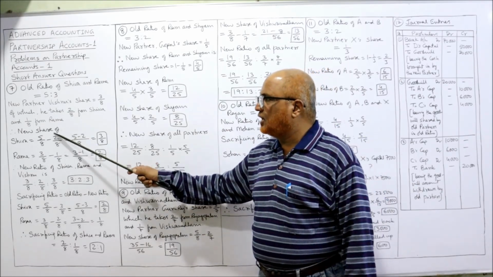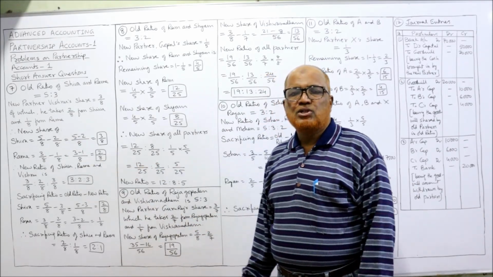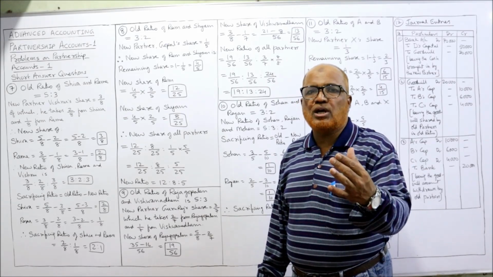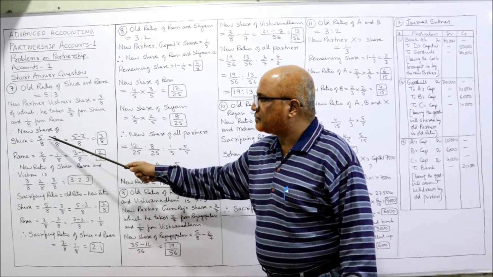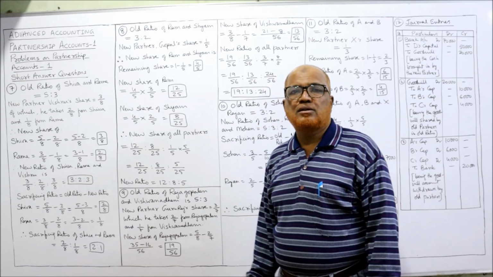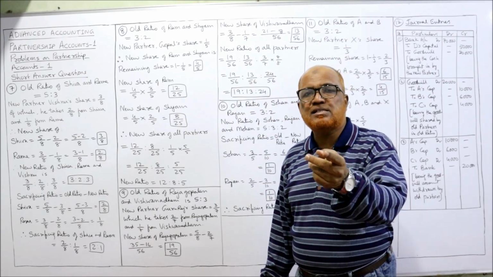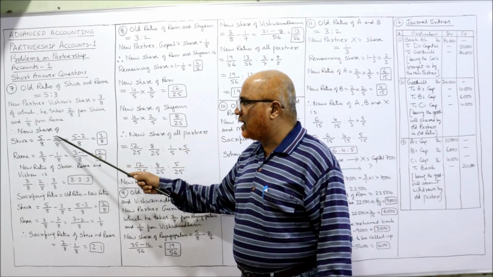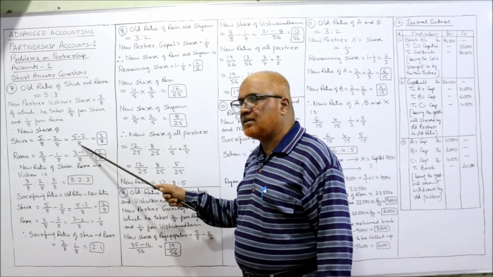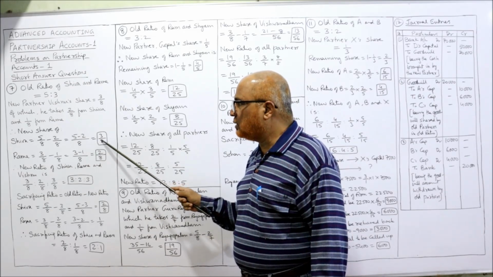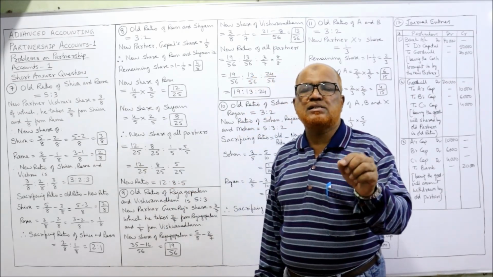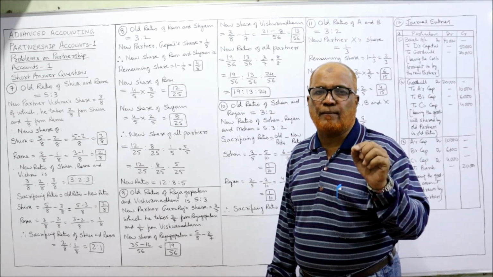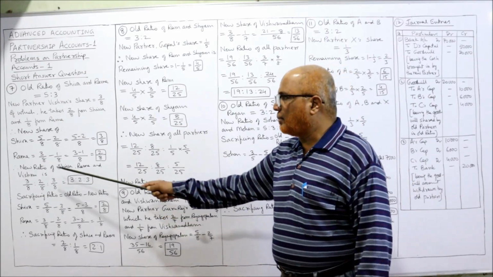So first we calculate the new share of Shiva. The old share of Shiva was 5/8. Out of 5/8, 2/8 he is surrendering to Vishnu. So deduct 2/8. So 5/8 minus 2/8, LCM is 8. So 5 minus 2, 3/8. 3/8 is the new share of Shiva.